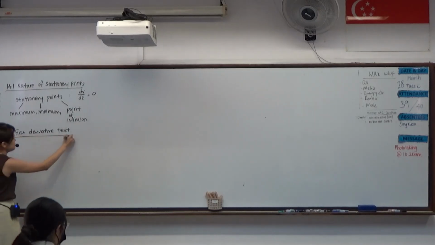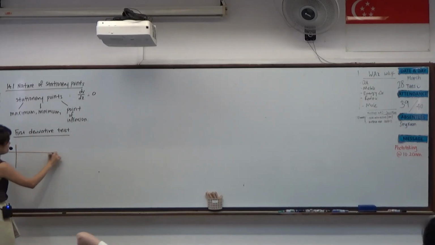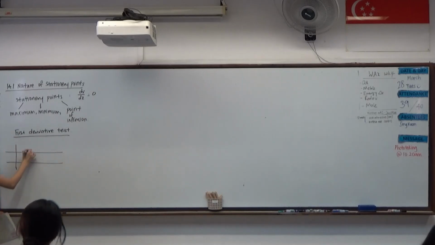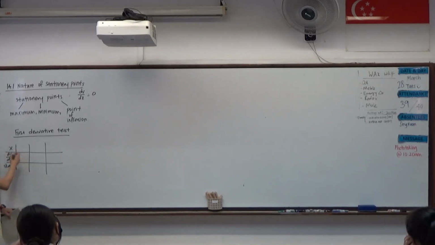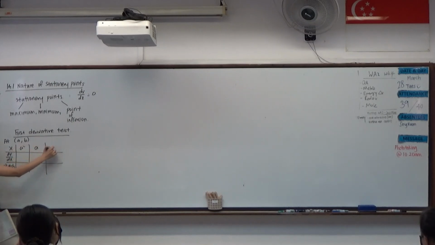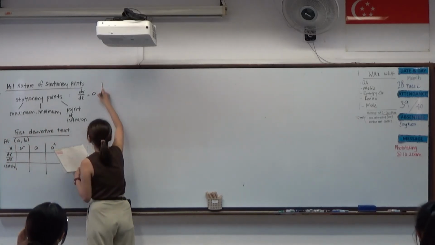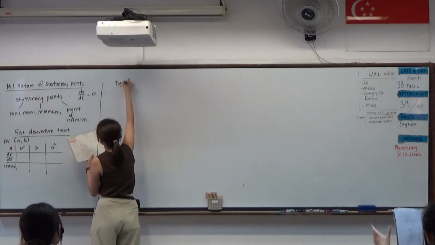For the first derivative test itself, we always have to draw our table, to find x, and then after that, the sign of your dy over dx, as well as the sketch of the tangent. So if you're looking at the point AB, for example, our x value will be a minus and a plus over here, such that it will help us to determine the nature of the stationary point. So looking at try 3.